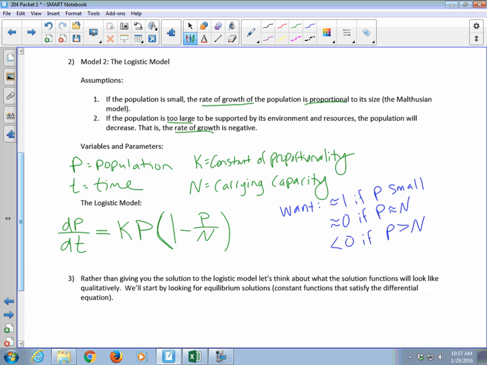And then if p is greater than n, this fraction would be bigger than 1. I get a negative number here, and my rate of growth will now be negative, to bring the population size back under the carrying capacity. Does that make sense? Okay. So that's sort of how you build a model. You just play around with your parameters and your variables to try to make it do mathematically what it actually does in real life.